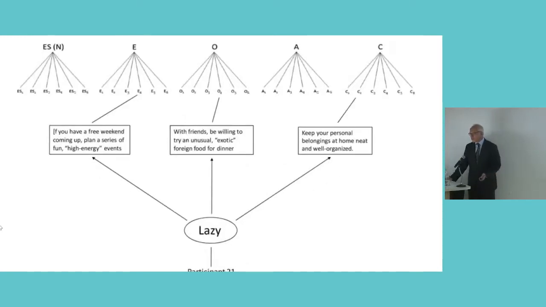Here's somebody who's lazy. If they have a free weekend coming up, they plan high-energy events. Or they wouldn't because they're lazy. An extroversion item. They try some exotic food for dinner, or they wouldn't because they're so lazy. An openness item. They keep their personal belongings neat and well organized. Well, they don't because they're lazy. A conscientiousness item. The items hang together. It's a sensible person. The person just doesn't look anything like any of the 5-factor dimensions.